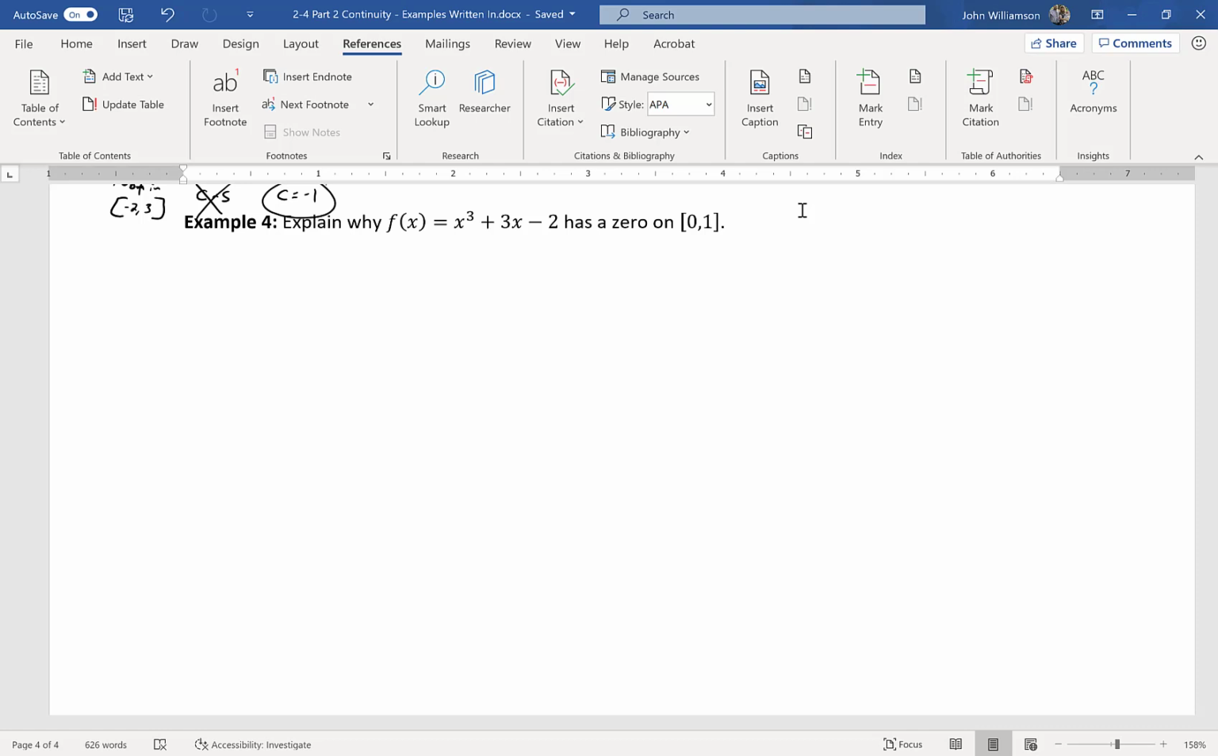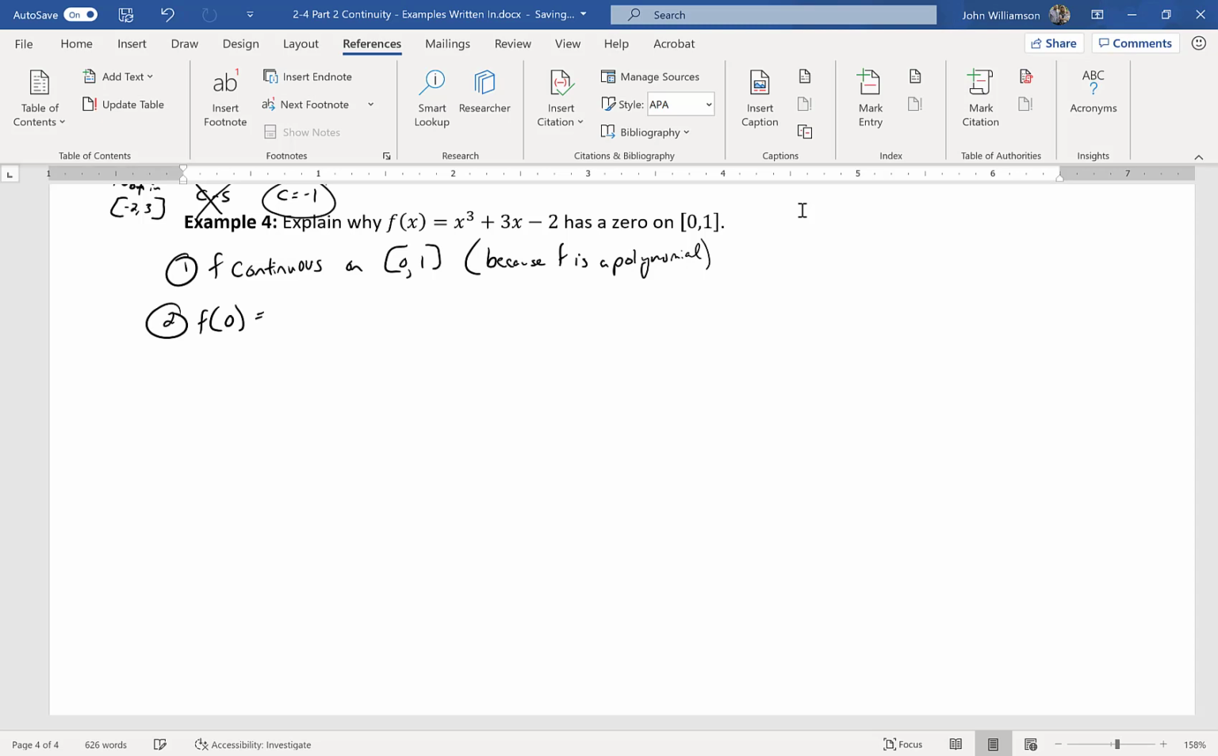So why does it have a 0? The intermediate value theorem helps us explain that. So let's look at the criteria for the intermediate value theorem. So in this case, f we know is continuous on the closed interval 0 to 1. Again, since f is a polynomial, right? It's continuous everywhere. So first piece is done. Second piece, we got to make sure f of 0 doesn't equal f of 1.